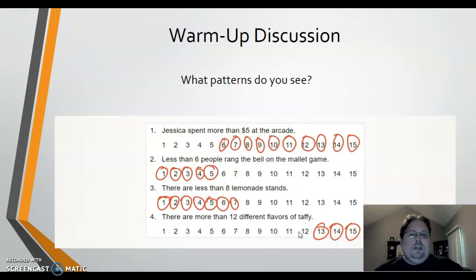Then you had a discussion board post where you had to describe what patterns you saw. Looking at this, when it says more, like in number 1 and number 4, that means it's going to be going to the right. It's going to be getting larger. When it says less than, in 2 and 3, we went to the left, so everything was getting smaller. If we think of this like a number line, with more it was everything to the right of that number, and with less it was everything to the left of that number.